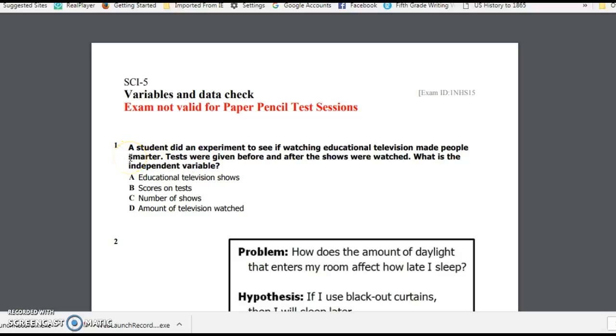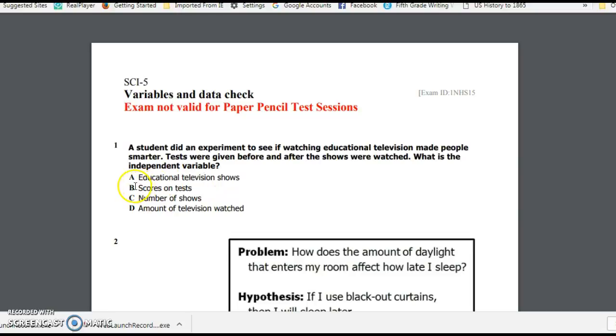Here's number 1. A student did an experiment to see if watching educational television made people smarter. Tests were given before and after the shows were watched. What is the independent variable? Okay, I'm going to repeat the question. So you should be thinking, what are the key words? A student did an experiment to see if watching educational television made people smarter. Tests were given before and after the shows were watched. What is the independent variable?